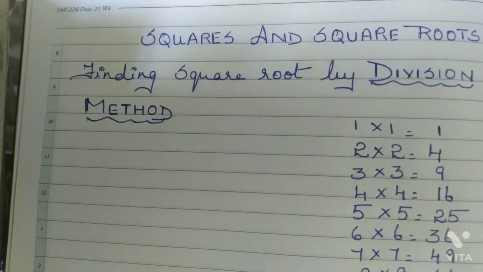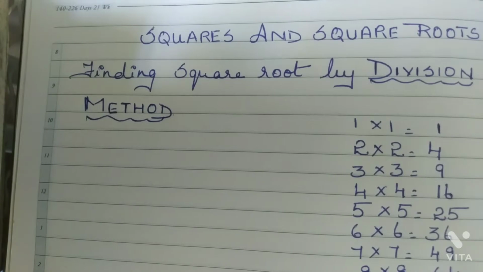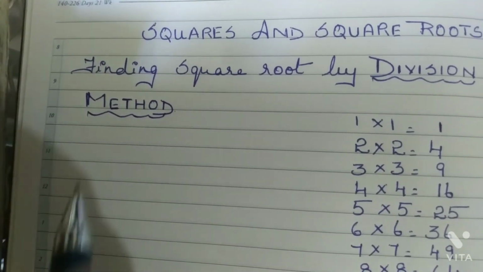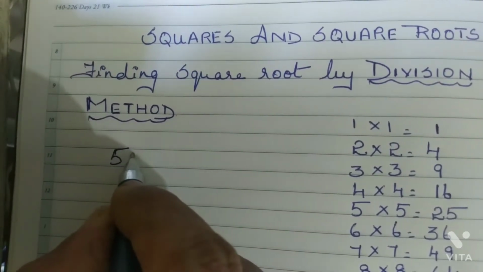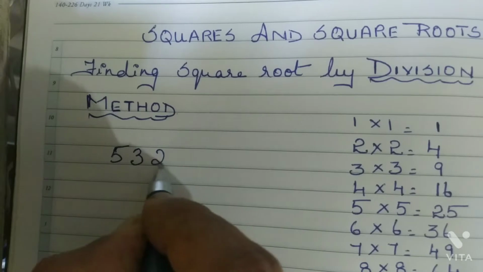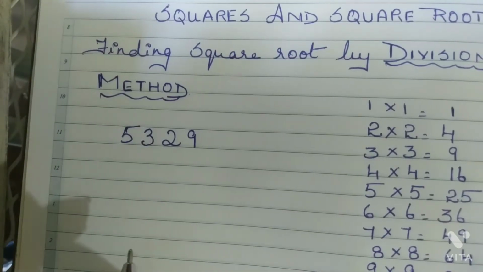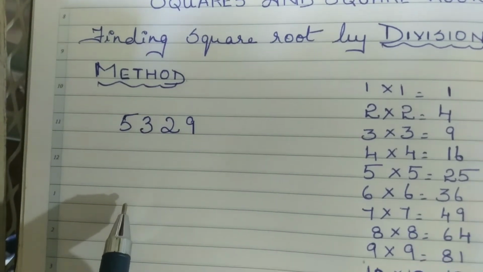So today let's see how to find square root by division method. Let's start with the sum. The first sum is 5,329. So here let's see how to find the square root of this number by division method.